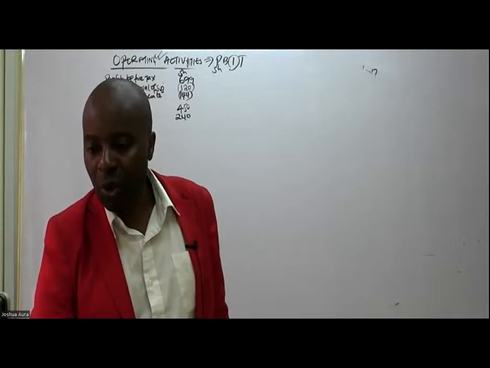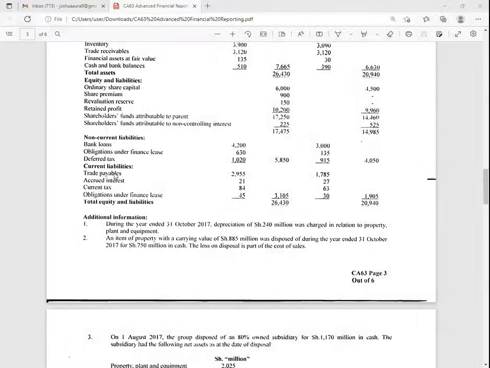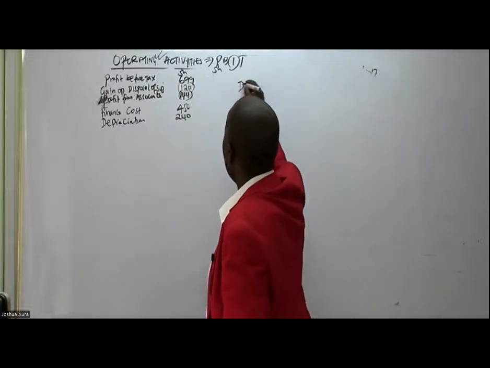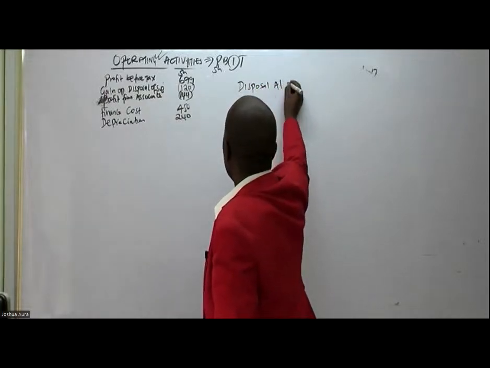Please continue. What do we have next? We are told an item of property with a carrying value of shillings 885 million was disposed of during the year ended 31st October 2017 for 750 million in cash. The loss on disposal is part of the cost of sales. So meaning that here we'll need what we call a disposals account. So come and give us a disposals account.